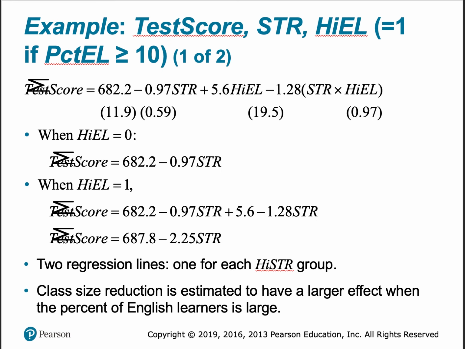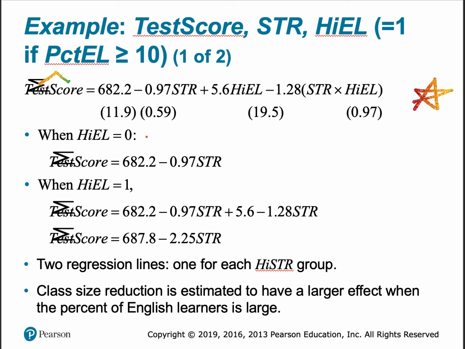Let's look at an example. We're going to look at test score, student to teacher ratio, and high EL, which is going to equal 1 if the percent of students learning English is greater than 10. We have this regression. Let's put a big old rainbow star. We're looking at this regression. The predicted value of test score is equal to 682.2 minus 0.97 times the student to teacher ratio plus 5.6 times high EL minus 1.28 times student to teacher ratio times high EL.